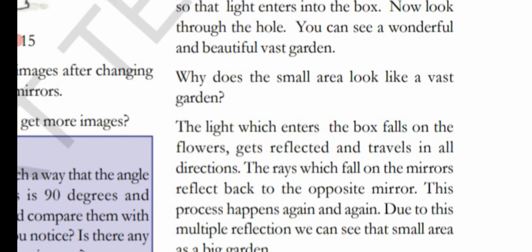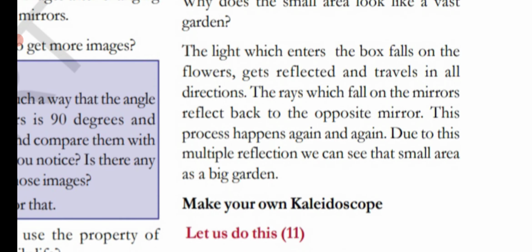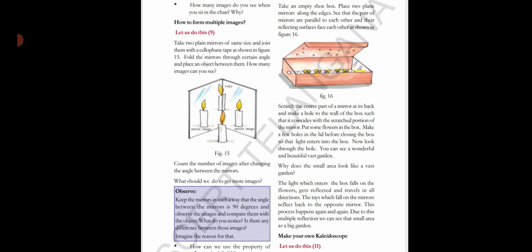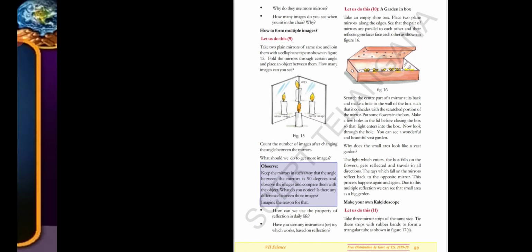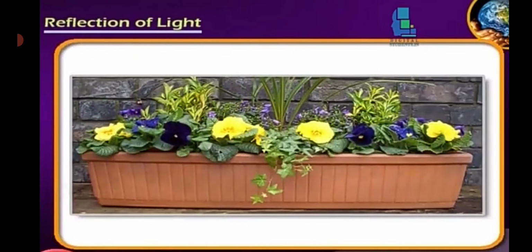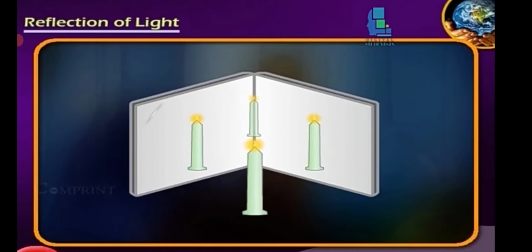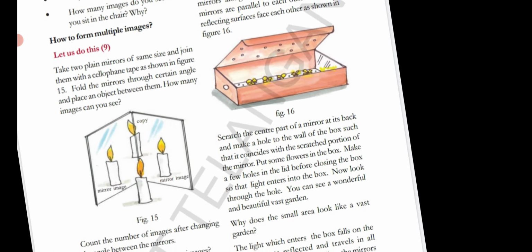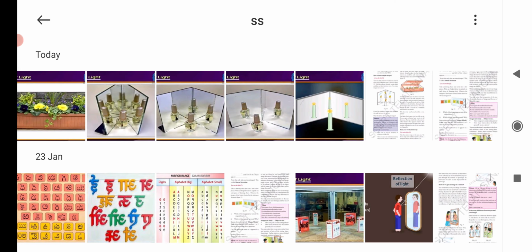Why does a small area look like a vast garden? The light which enters the box falls on the flowers, gets reflected and travels in all directions. The rays which fall on the mirrors reflect back to the opposite mirror. This process happens again and again. Due to this multiple reflection, we see that small area as a big garden. So this is how reflection also helps as multiple reflection. See, it looks like a garden. In this way we could notice it when we use that shoe box and prepare this. This is about today's topic, children.